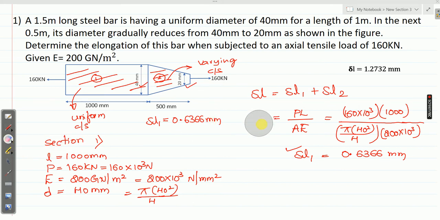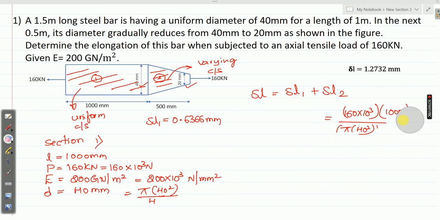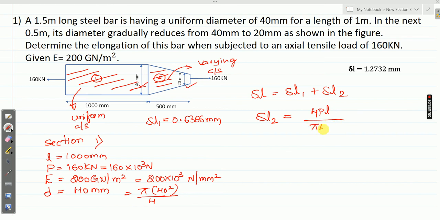Next, let me calculate delta L2. If you observe the figure, delta L2 is for a uniformly tapering circular section, for which elongation is calculated by 4PL divided by pi E, into 1 divided by d1 d2.